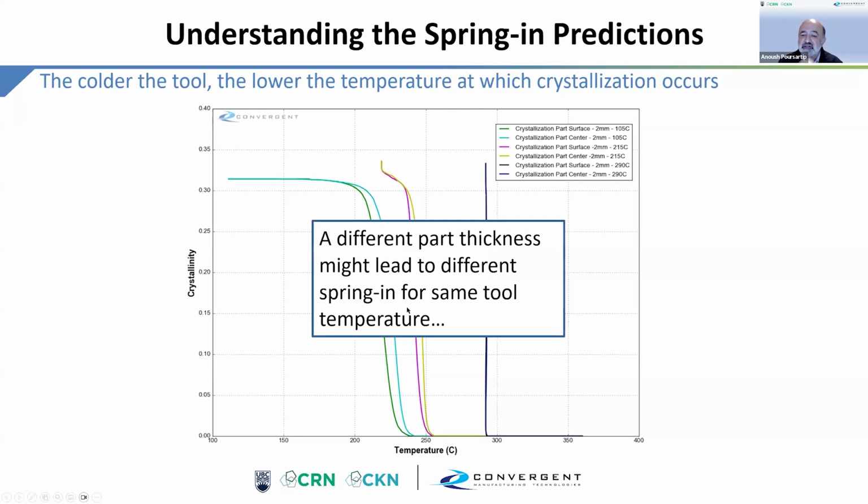Different part thicknesses are going to give you different thermal gradients, which are going to give you different crystallization onsets. And so that's where simulation becomes really powerful. This ability to understand how things interact.